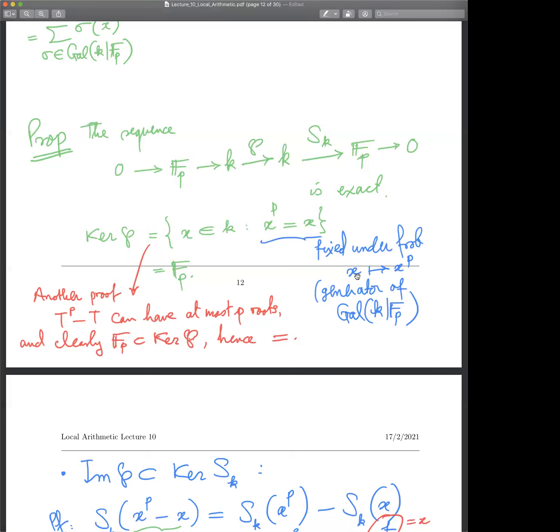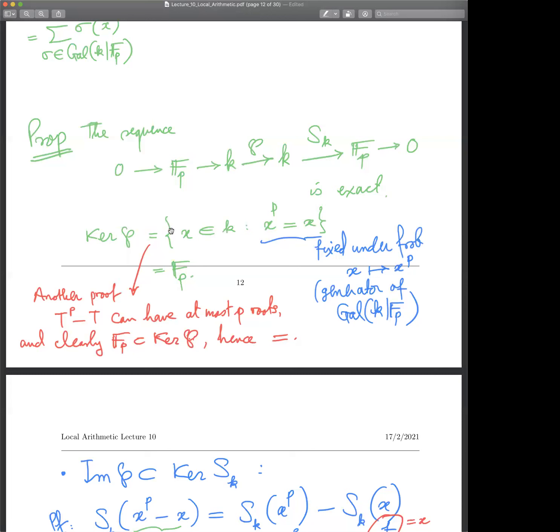Maybe this generator should have been called a going to a to the power p, because x has been used for this element. But it's clear that if something is fixed by the generator of the Galois group, then it has to belong to the base field, and the set of fixed points is exactly the base field. Recall, this is what I had earlier when I recalled some basics of Galois theory. This is how I defined a finite Galois extension: the fixed field under the whole group of automorphisms should be the base field.